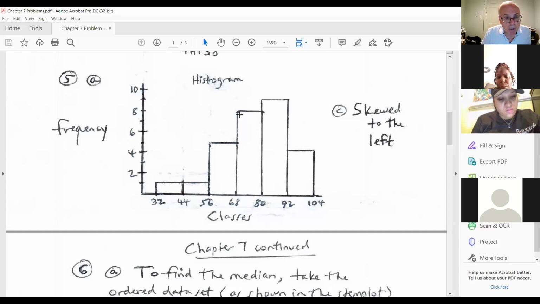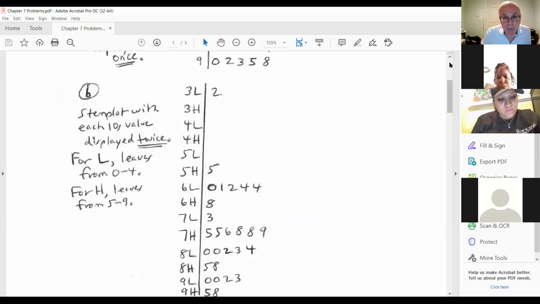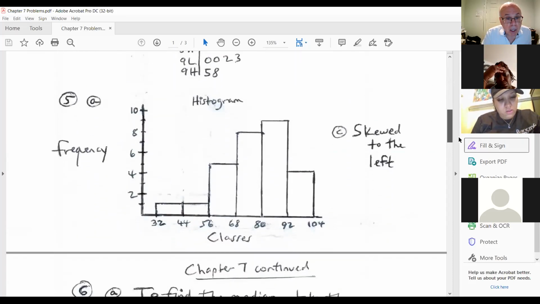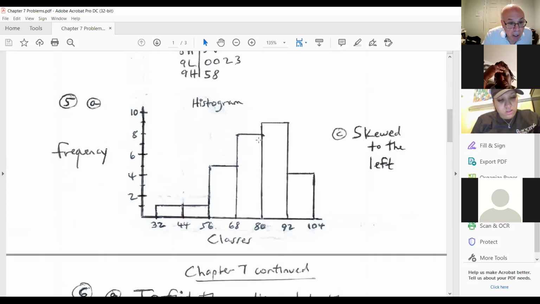There are 8 numbers between 68 and 80. Let's double check that. Between 68 and 80. So 68, that's 1, 2, 3, 4, 5, 6, 7, 8, 9. All right, I get 9 actually. Between 68 and 80, I get 1, 2, 3, 4, 5, 6, 7, 8, 9. I get 9 of them. I guess I should have put 9 there. All right, so I should change that.